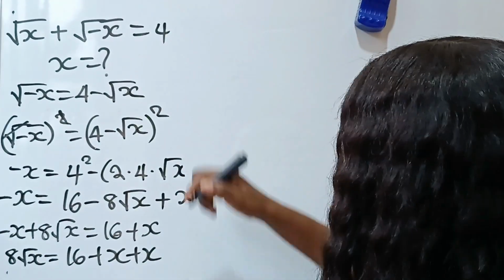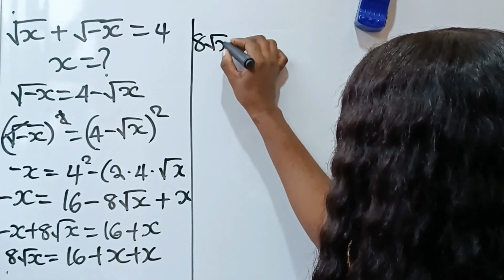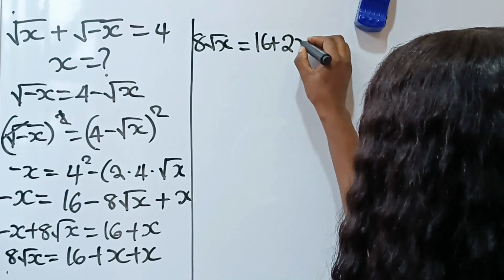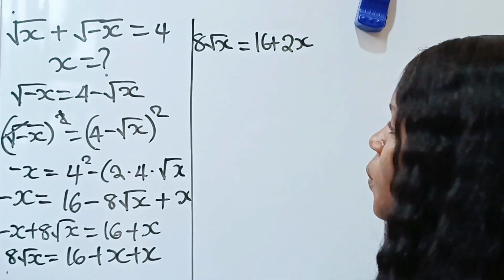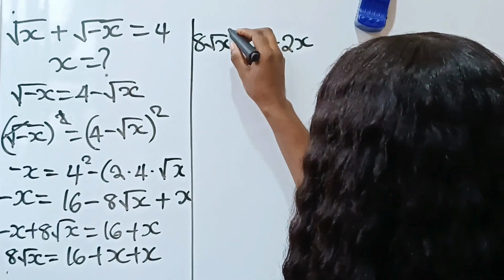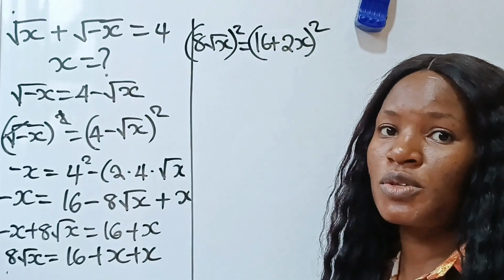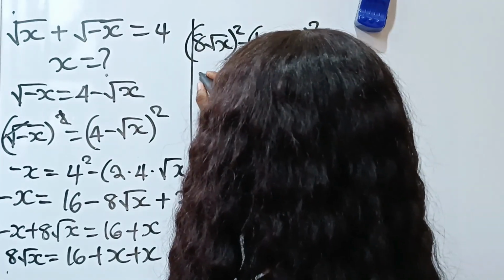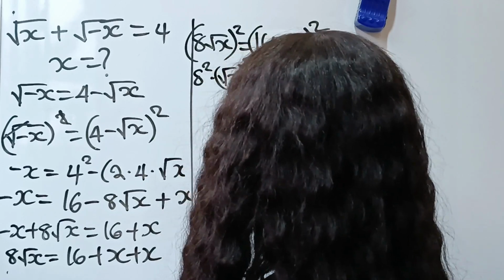Permit me to clean this. All right, so now we have 8 root x is equal to 16 plus what? 2x. Now let's square both sides of this equation again, because we still have roots here and we cannot do anything yet until we remove that root sign.